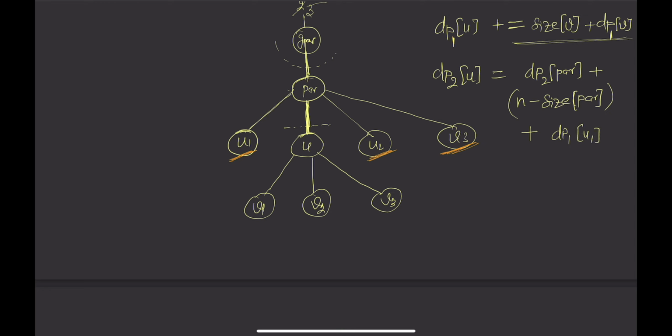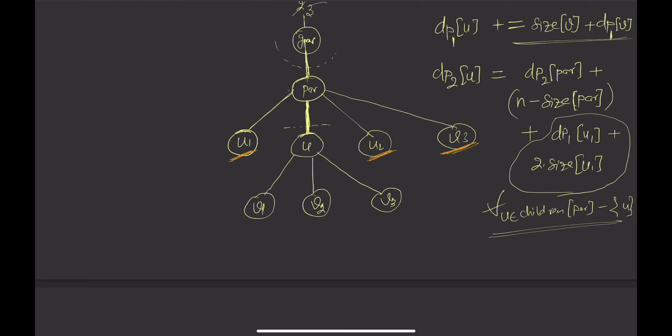But they will increment by how much? All of them will increment by 2. How? 2 into size, right? Plus 2 into size of u1. So this value will be for all u1 belonging to children of the parent except u, right? I think this should work. Let me verify once.